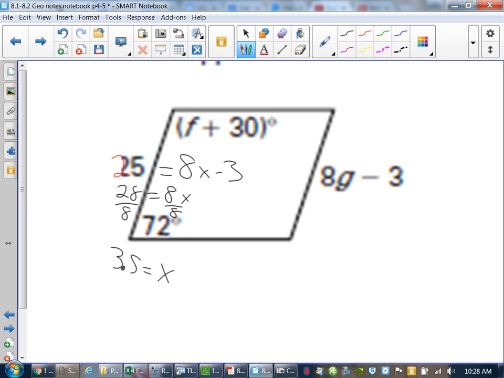Okay. 72 and the f plus 30, are those opposite one another? No, they're on the same side, so they have to add up to equal how much? 180. So there's two ways you can go about doing that. Find the supplement of 72 right away, or just set them up and add them together and set it equal to 180. Either way is fine.